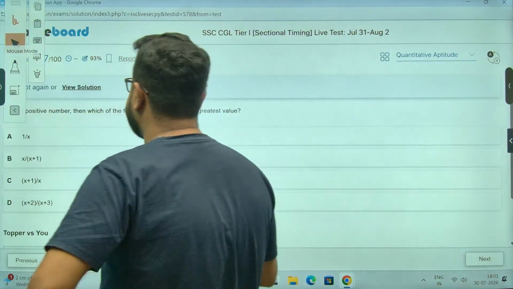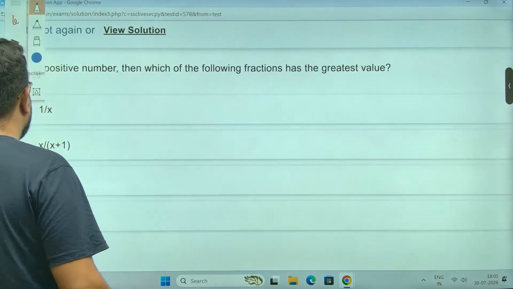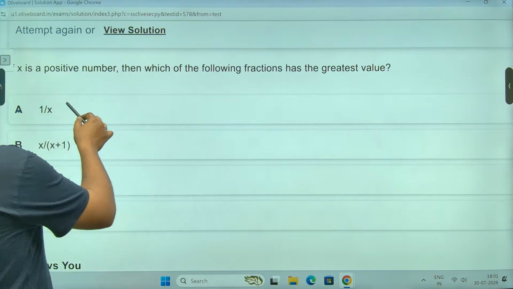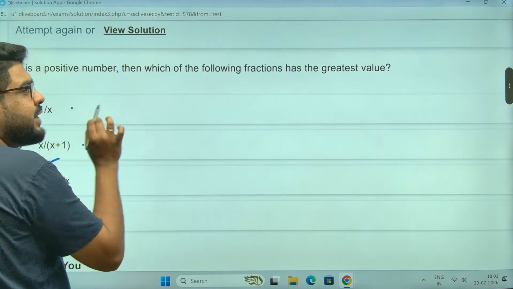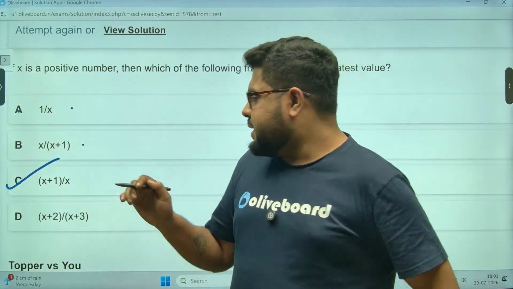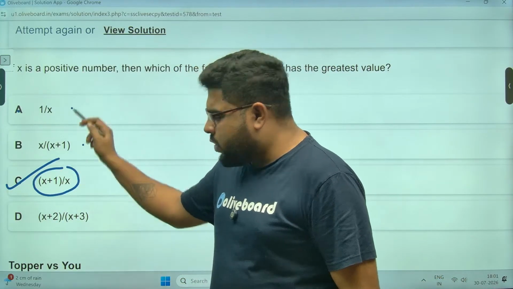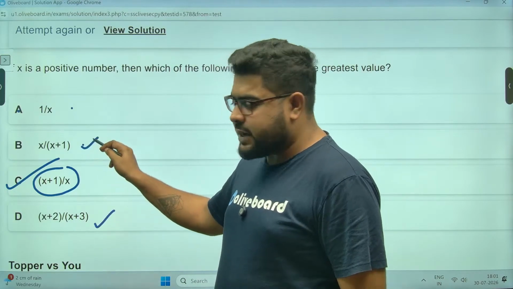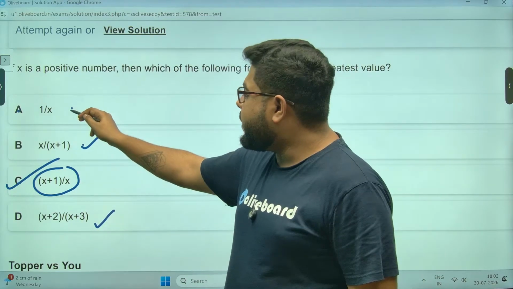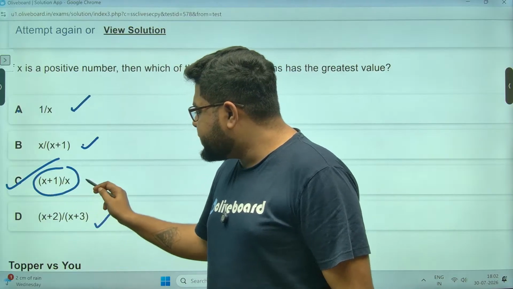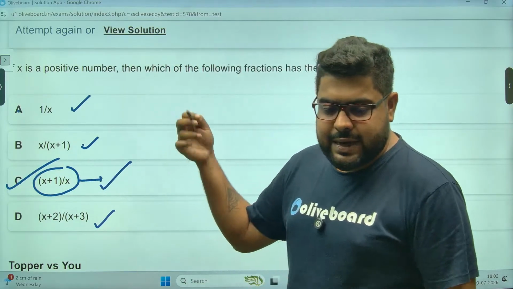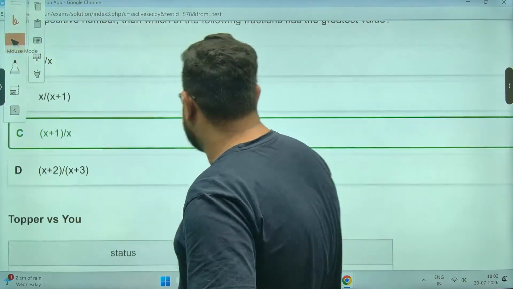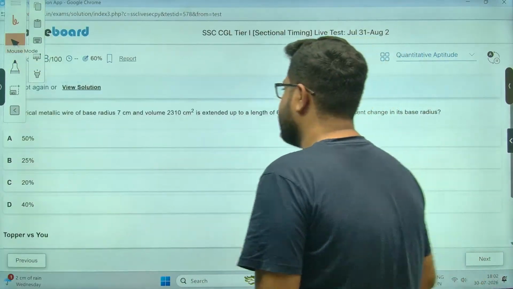Next one, please. X is a positive number. Which of the following fractions has the greater value? This is the answer. You don't need to check anything. Why? Out of all four options, x plus 2 by x plus 3 is a proper fraction, where the denominator is greater than the numerator. So this is the only improper fraction that is greater than 1. So option C, 100% is the correct answer. You do not need to check anything. Next one, please.